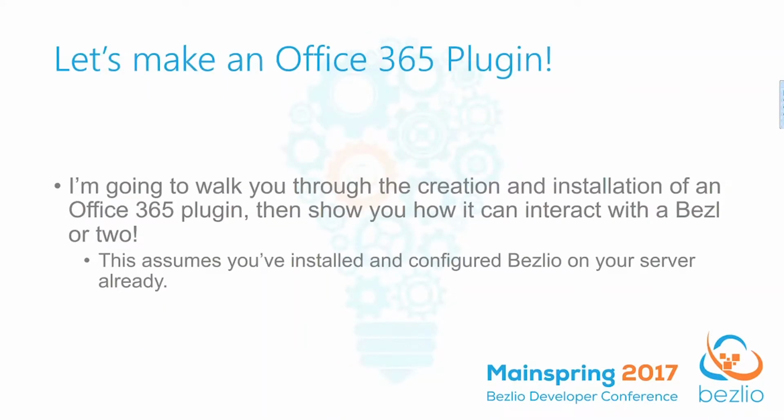So we're going to make an Office 365 plugin. We're going to walk through the creation, installation, and then connect to a Bezlio or two. Now, if you're going to do this at your office, you have to have access to the environment that BRDB runs on, as well as admin access to start and stop that service. We'll walk through all of that, but this assumes you'll have access to that.